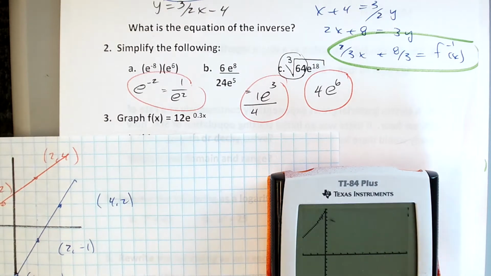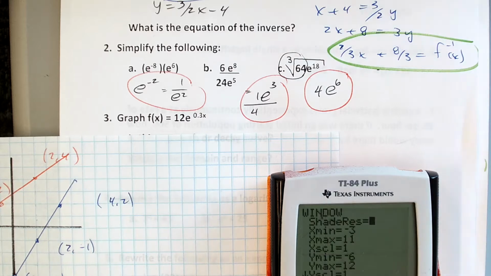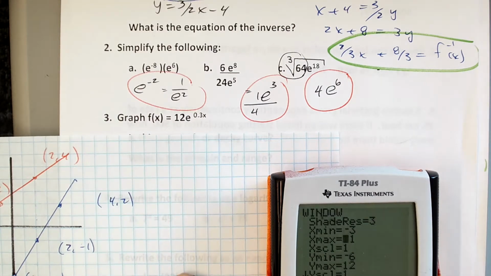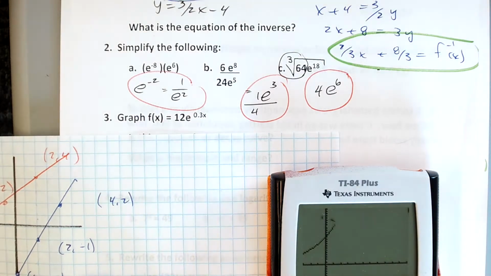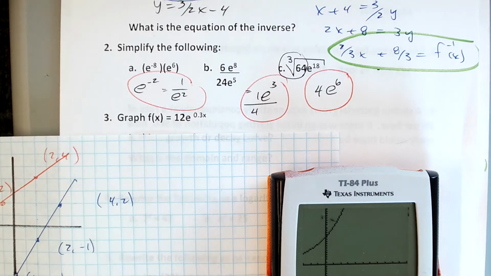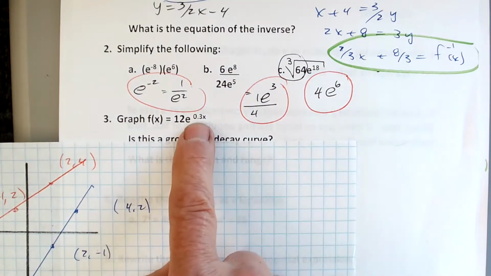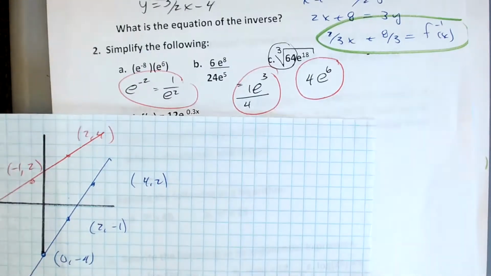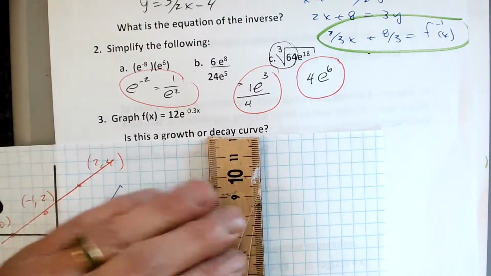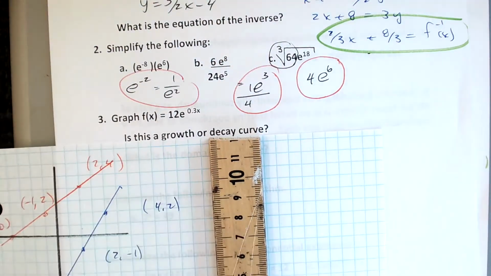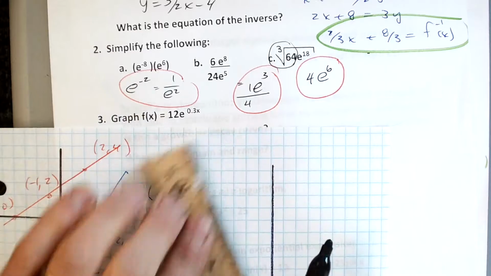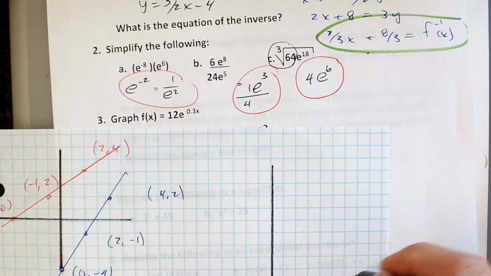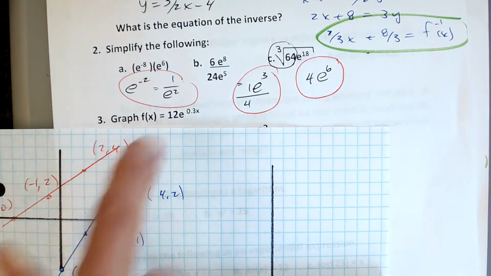Okay, and I'm going to fix my window a little bit. I'm probably going to have to go up a little bit higher than that. Let's go to 24. Let's graph that. Okay, there it is. All right, so it grows by 30%. So if I go ahead and put my graph down, if the exponent was negative, it would be going down.